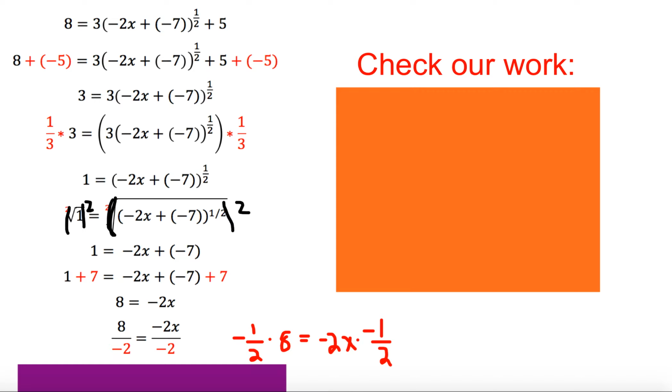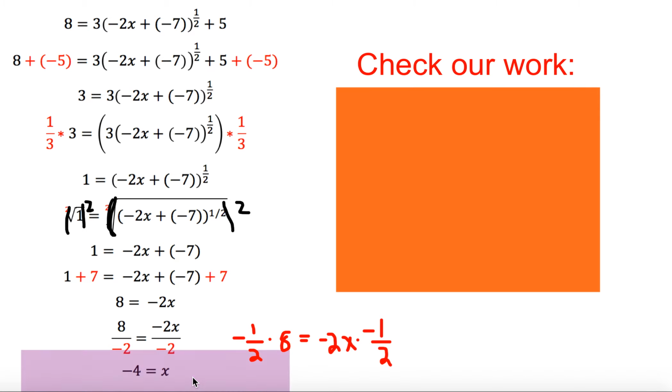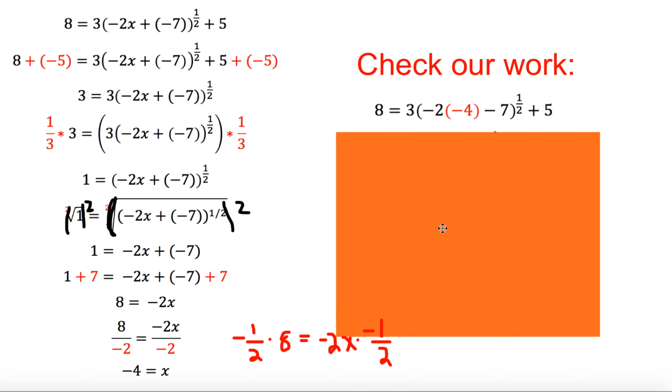Well, negative 2 and negative 1/2 are inverses or reciprocals, so we know they equal the identity. The identity is 1, so I have 1x. Well, anything times the identity is itself, so let's actually just delete that. We know x is equal to negative 4. But we can never trust that, and we do need to check our work. So what we're going to do here is take that negative 4 and plug it into the equation and see if everything works out.